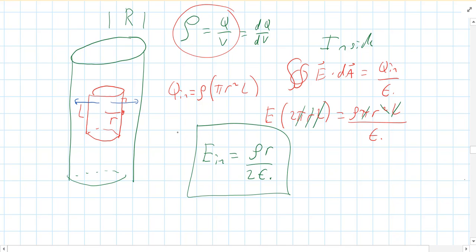So you'll notice that's a linear function. It's 0 at the center. If I'm at the dead center of this thing, the electric field's 0 because all the fields around me are going to cancel out. And as I go outward from the cylinder, it's going to increase, okay?